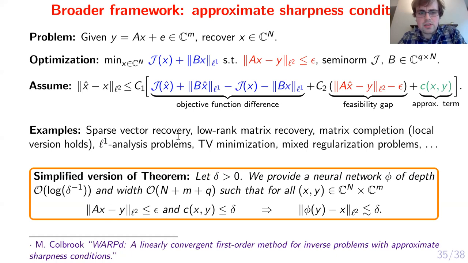Okay, so assuming an inequality of this form, a simplified version of the reconstruction theorem is as follows. Let delta be greater than zero. Then we provide a neural network phi of depth of order log of one over delta. Okay, so it grows logarithmically in the error term delta. And width n plus m plus q. So q, sorry, I should have said, is the number of rows of this matrix B appearing here. So this is just telling you that the width is of the same order of the dimension of your problem.